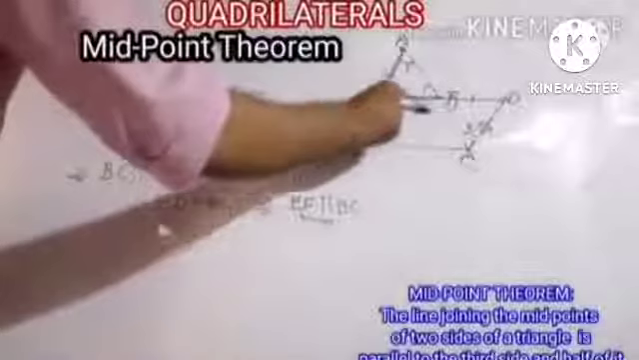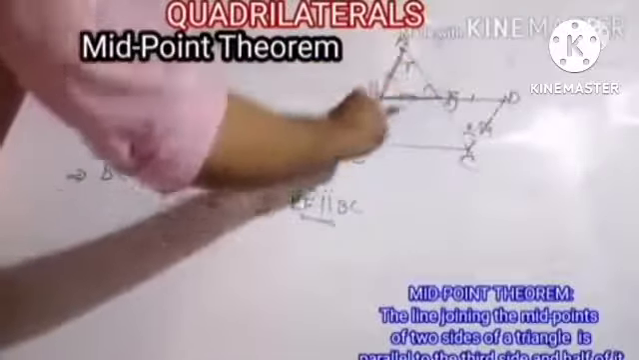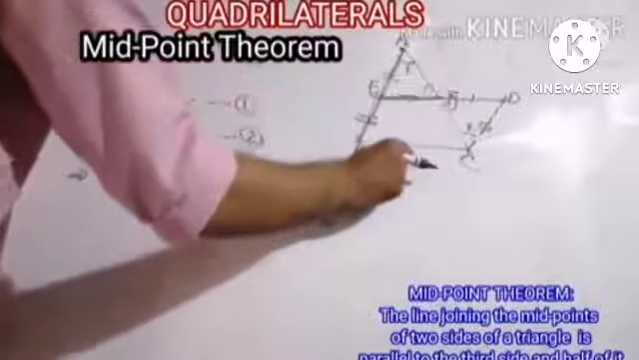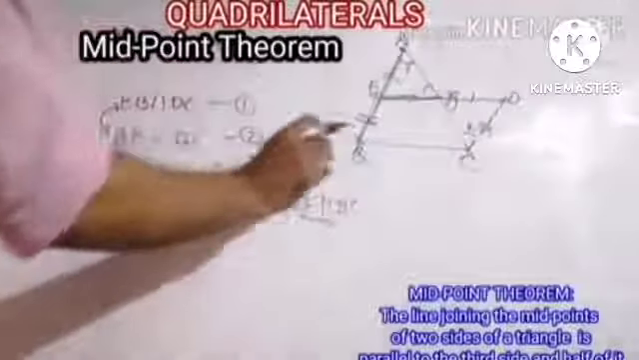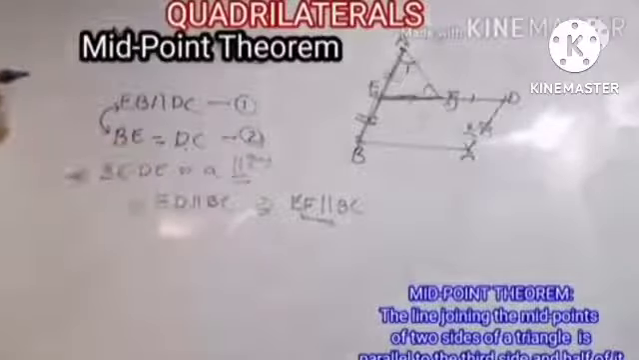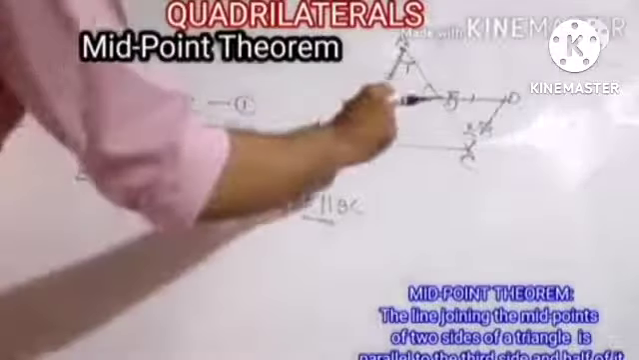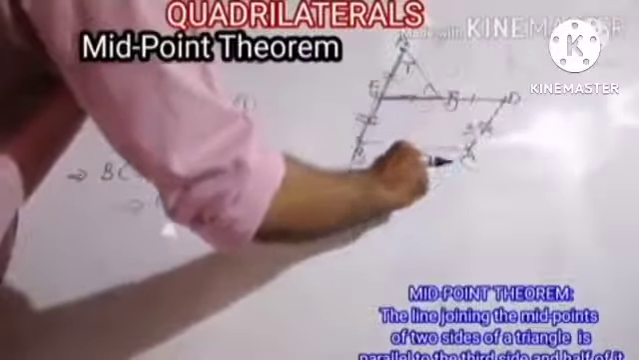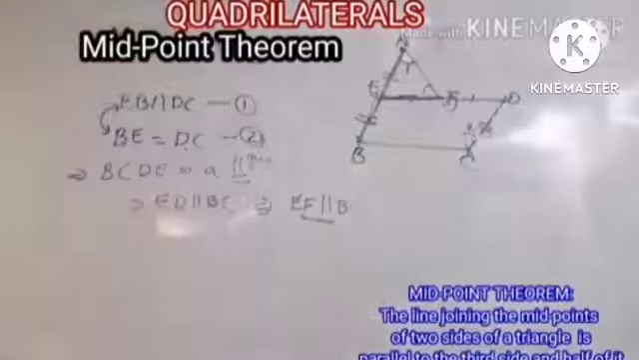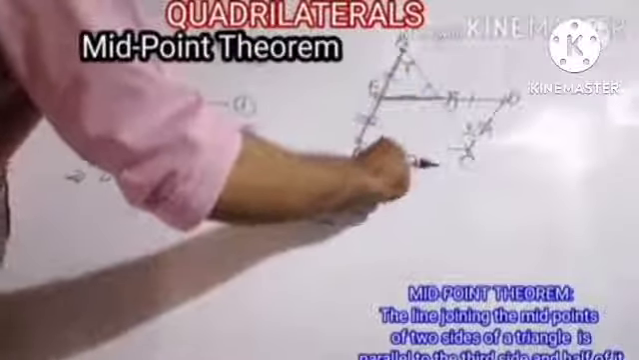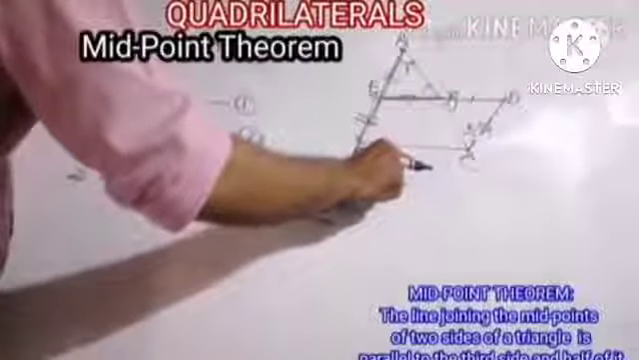So what are E and F? E and F are the midpoints of two sides of a triangle, and the line segment joining the midpoints is parallel to the third side. Proved. So theorem 1 is completed. The second part, which is not given in the textbook, but study that also: EF equals half BC. That means we prove EF is parallel to BC, and also EF equals half BC.